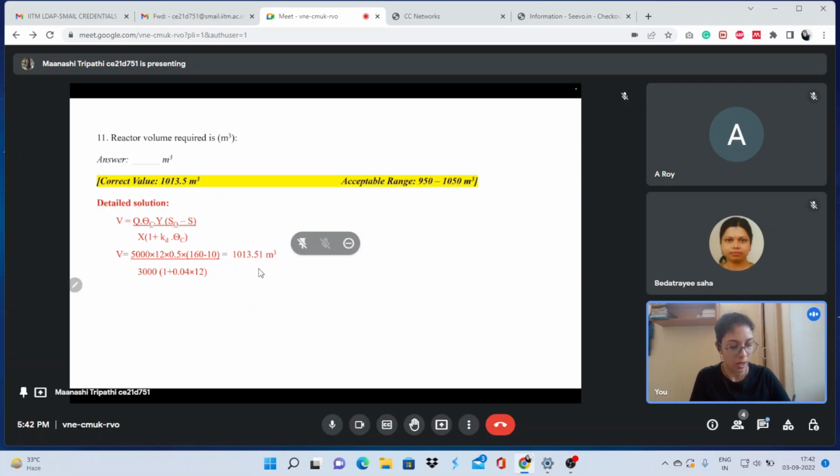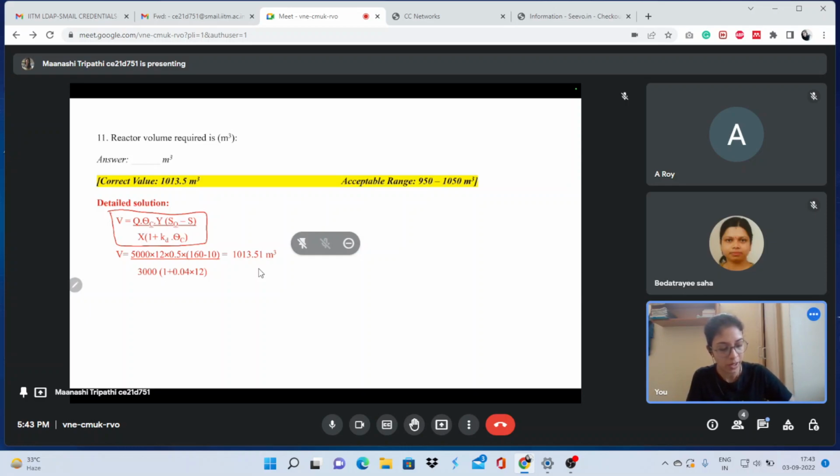So you have to remember this formula, or as well as you can derive it, but derivation will take time. So it's better to remember this formula. This is the volume for the aeration tank. This volume is for the aeration tank.